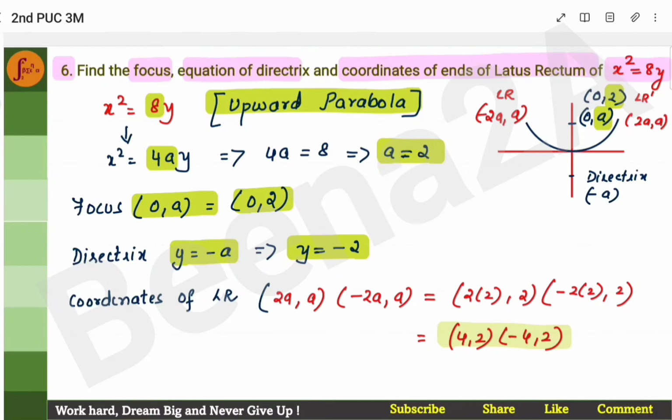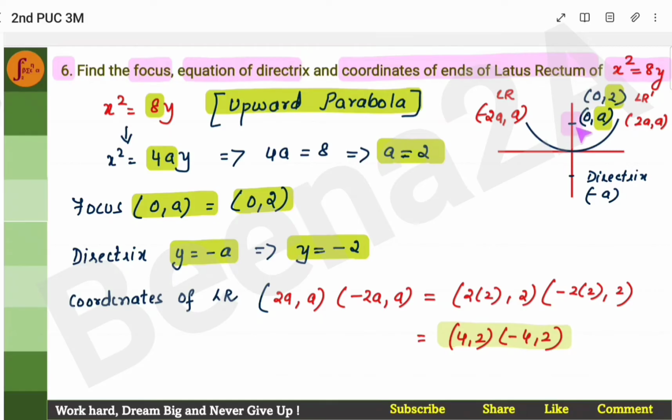Now, once you know the value of a, what is the focus? For an upward parabola, this is the focal point, right? So it is 0, comma a, because x value is 0 here and y value is a. What is a? 2. So focus is 0, comma 2.